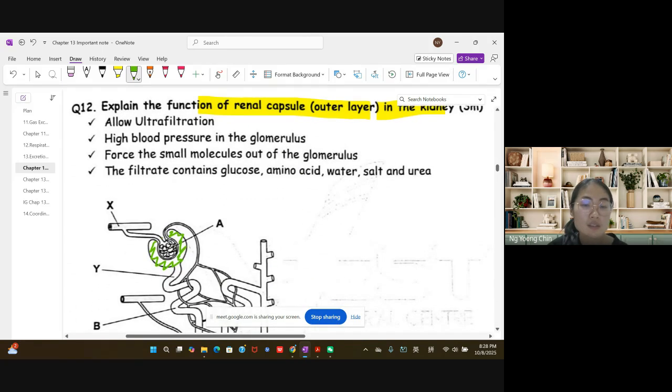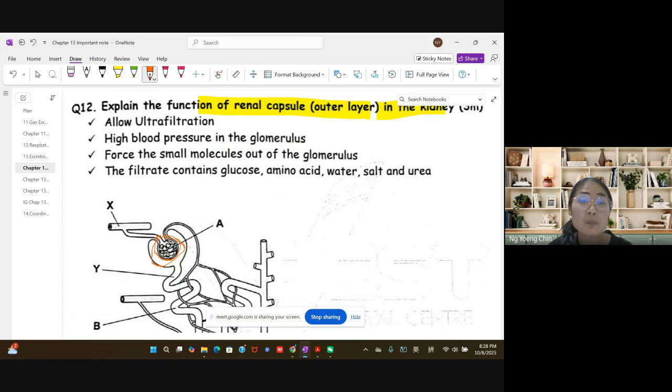Okay, actually it's referred to this whole thing here. Let me draw again. It's referred to this whole thing here, which includes the glomerulus. So it's called the renal capsule. It allows ultrafiltration to occur.